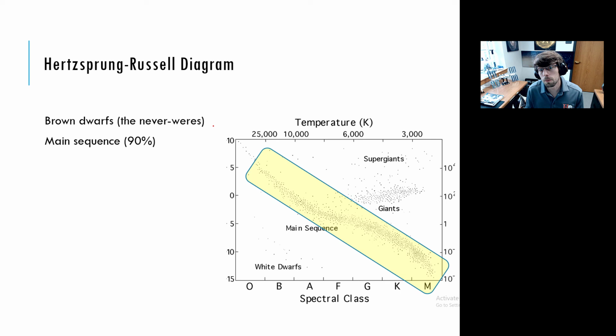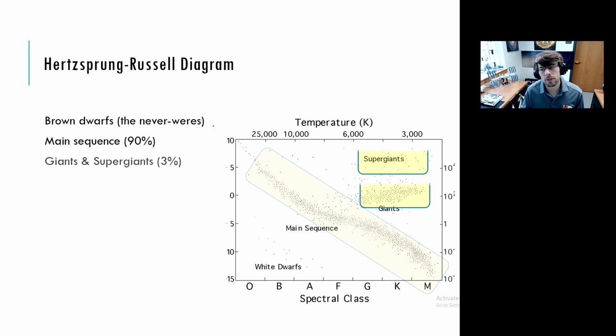The giants and supergiants are roughly 3% of all the stars that we see in the sky. These are stars that are in the process of dying, in the process of burning out. Again, we'll have to talk about what that actually means. The last percentage: 90 plus 3 is 93%. What are the other 7%?